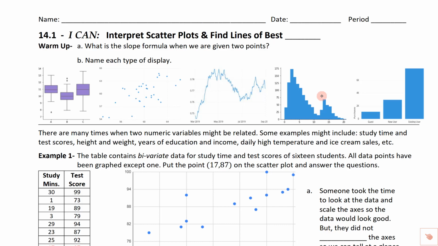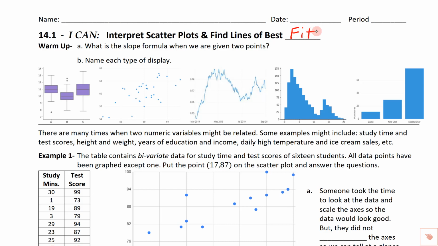Right, let's go ahead and get going on this last unit of new material for Secondary 1. So in Unit 14, we're going to be talking more about data and statistics, but this time it's going to be two variable data and statistics. And we're going to start with a review of some stuff that you learned probably in 8th grade or sometime earlier. We're going to talk about scatter plots, and we're going to talk about lines of best fit. So 14.1, the I can statement is, I can interpret scatter plots and find lines of best fit.